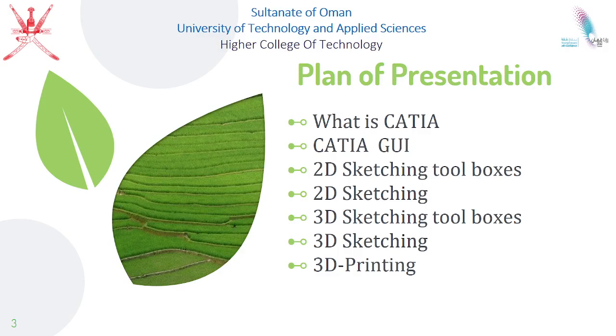And about the 2D sketching toolboxes: what 2D sketching toolboxes are available with Catia software, and some 2D sketching practices. We'll see some exercises. And 3D sketching toolboxes, what the different 3D sketching toolboxes available are, and some practice 3D sketches, and even 3D printing. As we all know, we are in the 4th revolution era. So whatever drawing we make in the software can be transferred to an STL file for direct 3D printing, so that we can directly take the product if we have a 3D printer with us. So like that we will be seeing 3D printing.